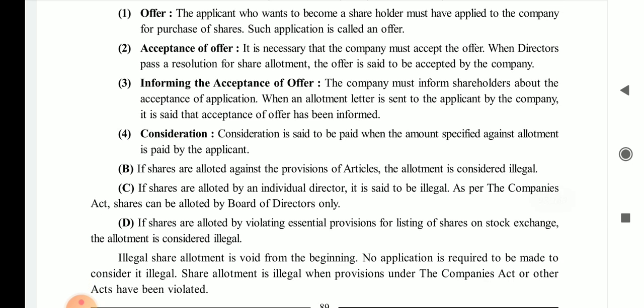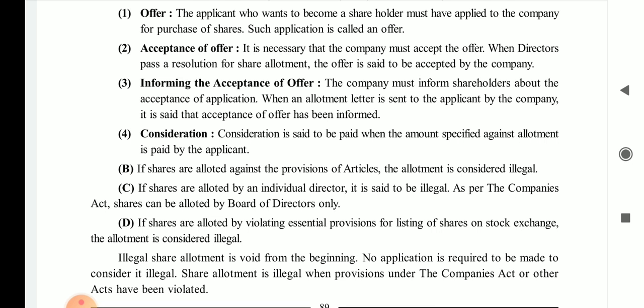Next is the acceptance of the offer. It is necessary that the company must accept the offer. When the directors pass a resolution for share allotment, the offer is said to be accepted by the company. If you have applied for the purchase of shares, it is compulsory that the company accepts your application, your offer, and passes a resolution. That is known as the acceptance of the offer.